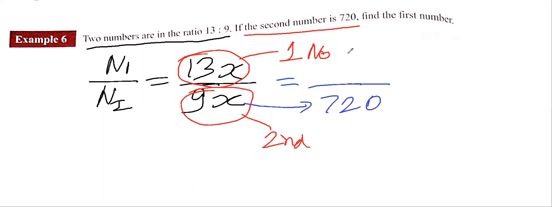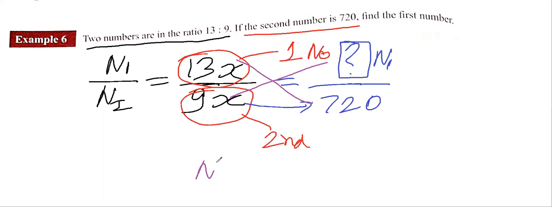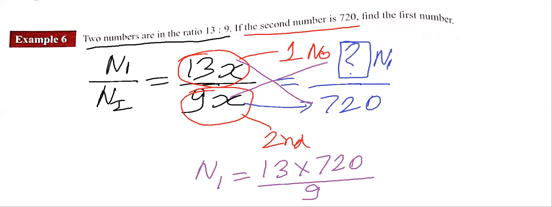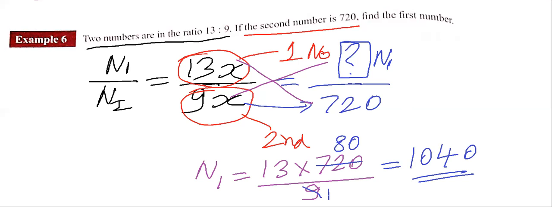Okay, what is the first number? It means I need to find the first number, which is n1. So what I will do is simply cross multiply. So this n1 will be what? This n1 will be 13 into 720 divided by 9. Okay, 9 into 80 is 720, and this 0. Now 13 into 80 will be 1040. So this is my first number.